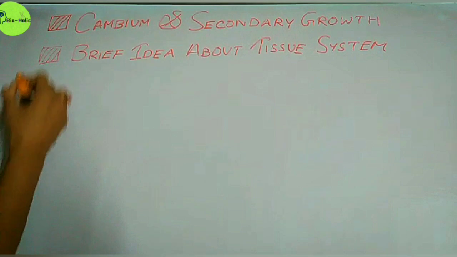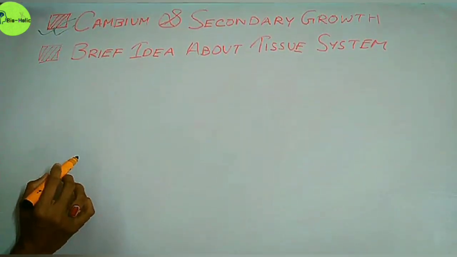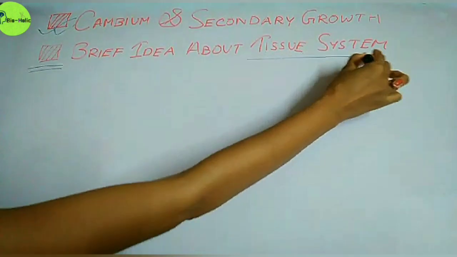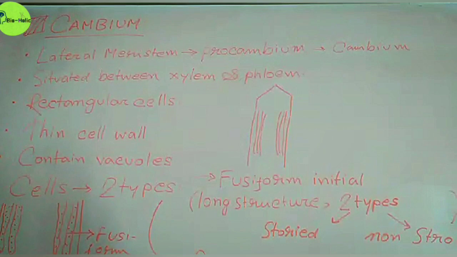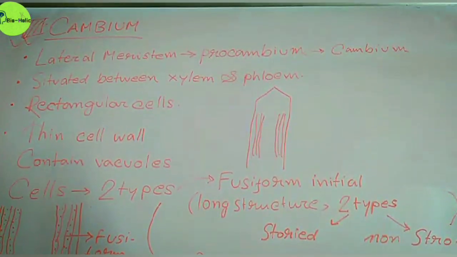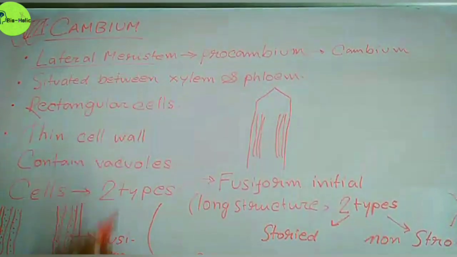Will discuss about the cambium and the secondary growth, and I will give a brief idea about the plant tissue system. Let us first discuss about the cambium. Cambium is generated from the lateral meristem.